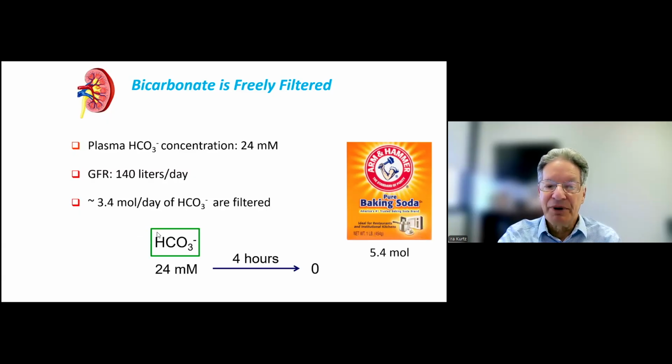Now, if that bicarbonate was excreted and not absorbed by the rest of the nephron after the glomeruli, in about 4 hours, you would dump all this bicarbonate, and the bicarbonate in your blood would be zero, you can calculate. So it's essential that we have some system that reabsorbs the bicarbonate that's coming through the tubules, or through the glomeruli, excuse me.